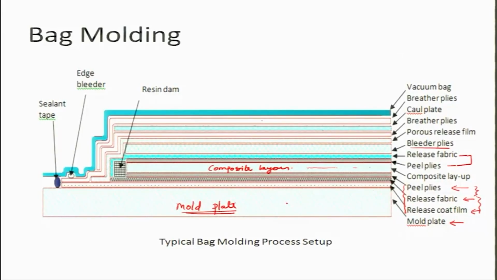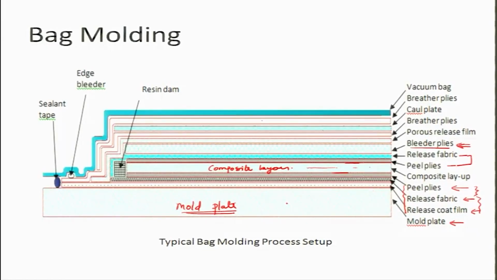All that flow happens, and the extra flow has to be absorbed somewhere. That is why we put bleeder plies. It looks like a layer of cotton, and it absorbs this extra flow, but the flow goes through the peel plies and release fabric. These peel plies have a good finish, so the top surface finish is also ensured. On the bottom side you also have a peel ply, so that is also assured.